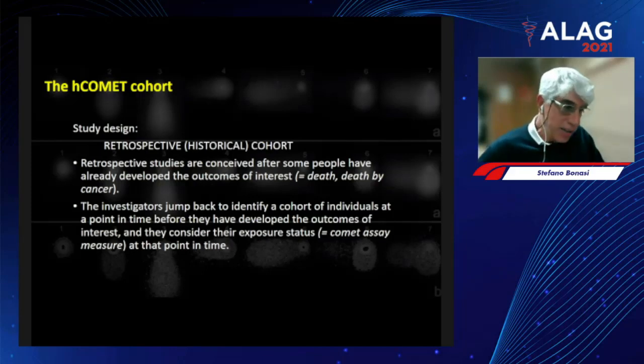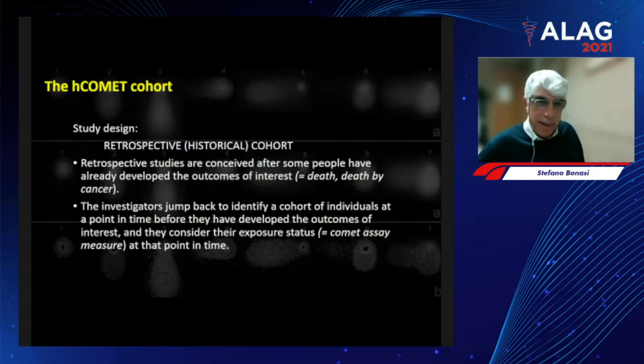But the big challenge, the big question was, with the DNA damage, can we predict long-term effects? Can we predict cancer? Do people who are now healthy, but have a very high level of DNA damage, have a higher risk to die or to get cancer? So that was very important for several reasons: mechanistic, legal, public health, and so on. So we designed the hCOMET cohort.